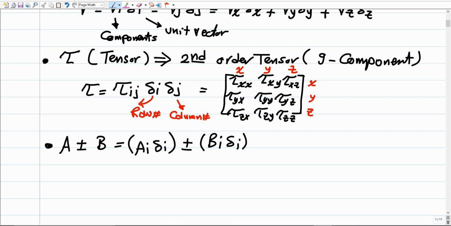Again, we are not allowed. It is not possible. According to tensor and vector calculus, we are not allowed to use the same index in the same term. So for example, in this term, I used I.